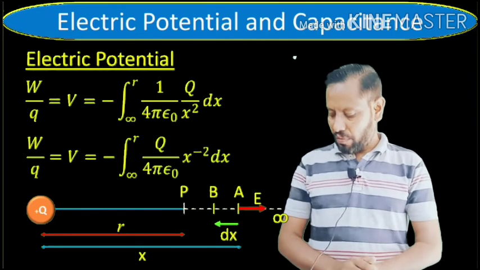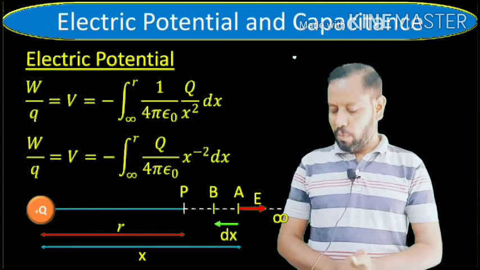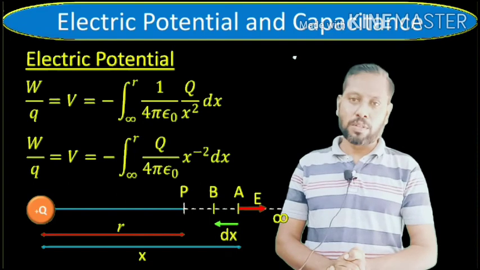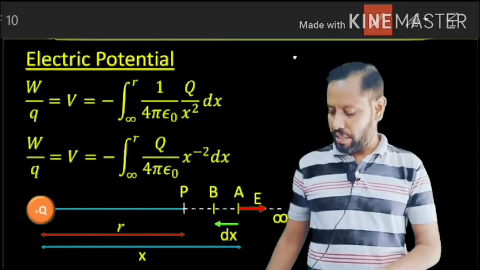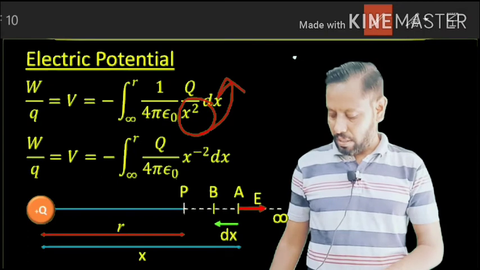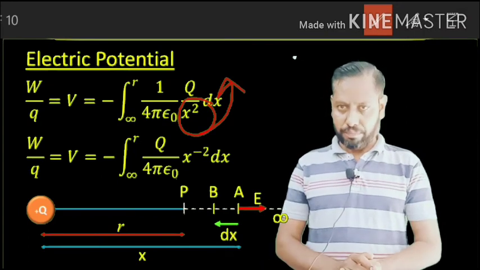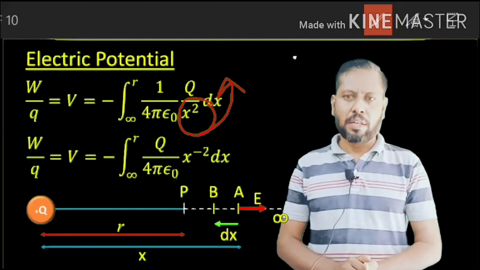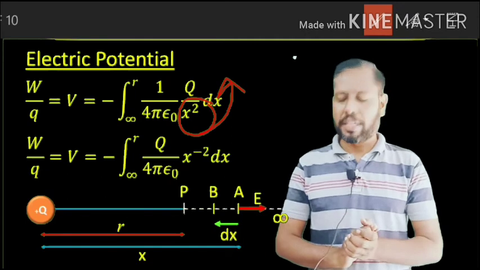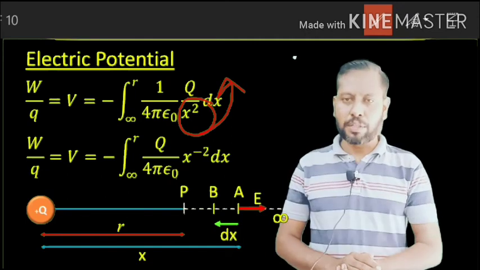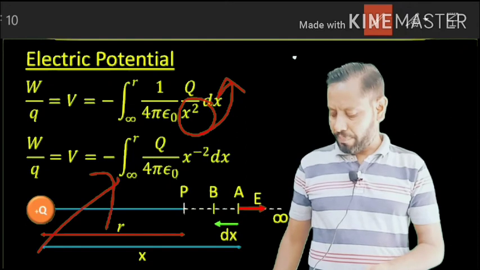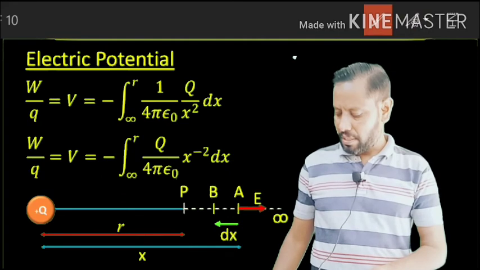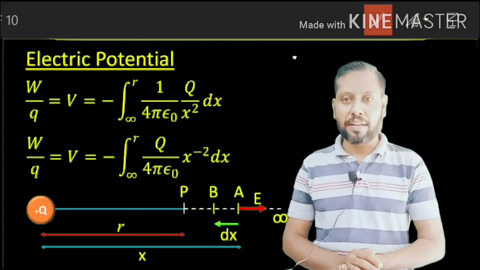Now further, if I solve, I can write W by Q is equal to V, which will be equal to the integration of Q upon 4 pi epsilon 0 x raised to minus 2. What I have done here is take this x square upward. Earlier it was in the denominator, now I have taken it to the numerator. So the power will obviously change, and that's why this turns out to be x to the power minus 2 dx. Now look at the quantities in this integration. Almost all the quantities are constant except x raised to minus 2 and dx.